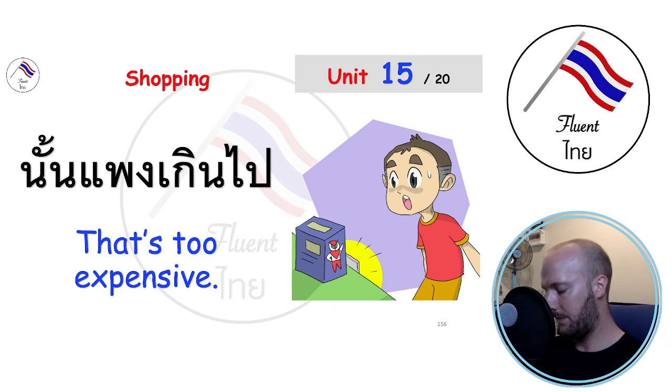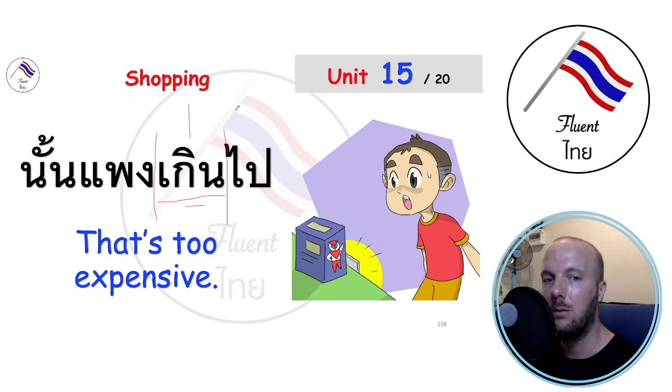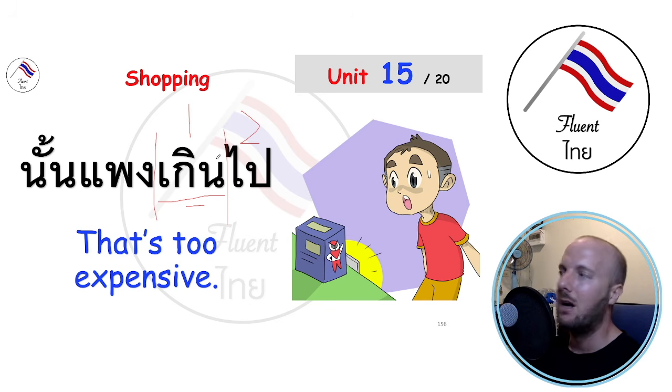That's too expensive. The way that they say excessive or too in English is the word เกิน, and you can just say เกิน or you can pair it with ไป. The full phrase is เกินไป, so นั้นแพงเกินไป, or you could just say นั้นแพงเกิน. I also do hear them just say ไป sometimes, นั้นแพงไป. So I think this is one of those either or both.